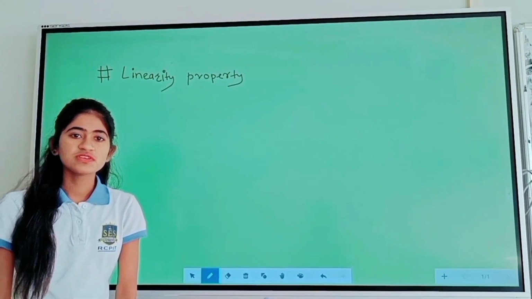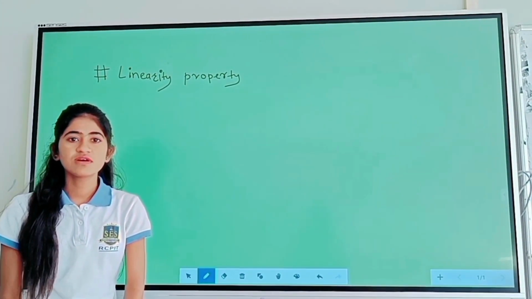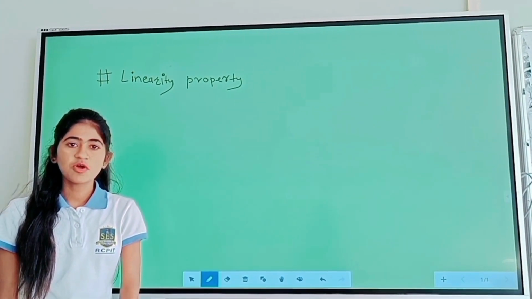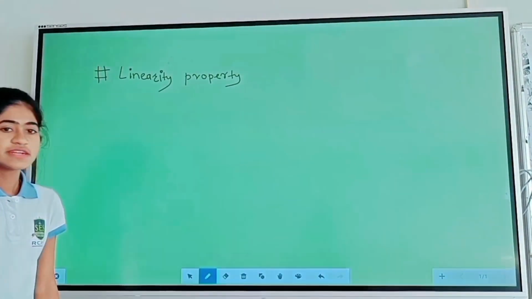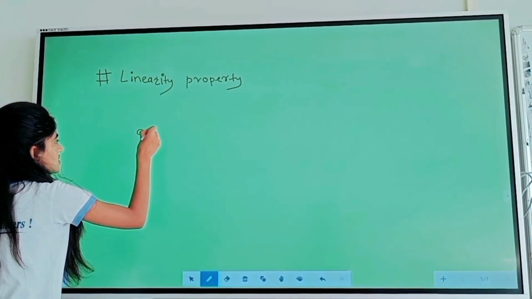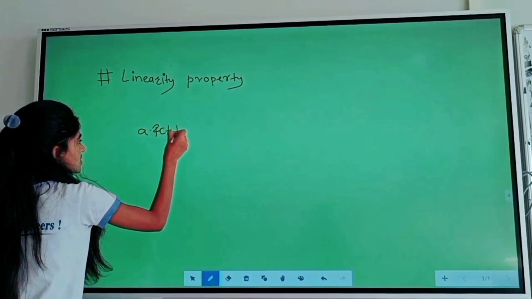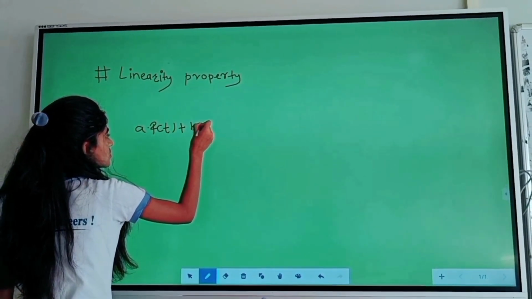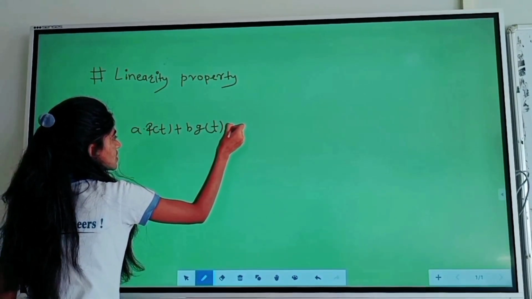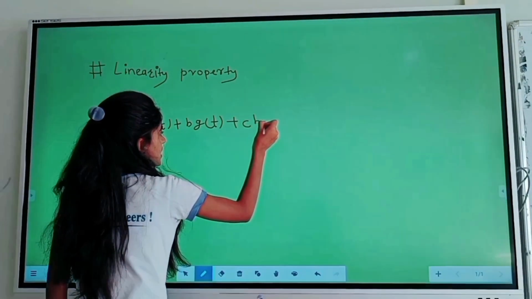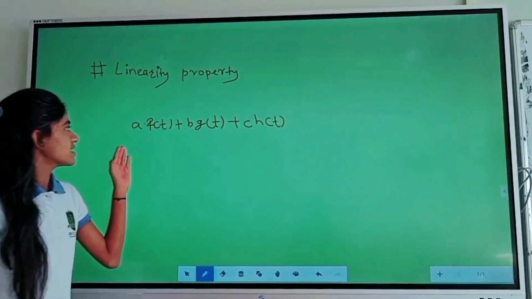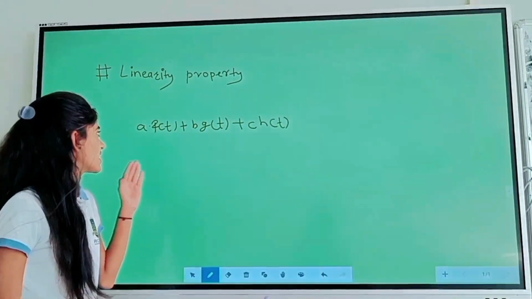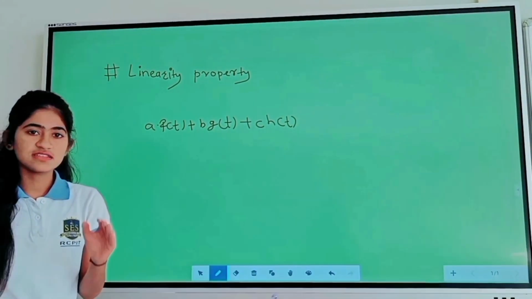In this video I am going to discuss a property of the Laplace transform, which is the first property, the linearity property. It can be defined as a into f of t plus b into g of t plus c into h of t, where a, b, c are constants and f of t, g of t, h of t are functions.